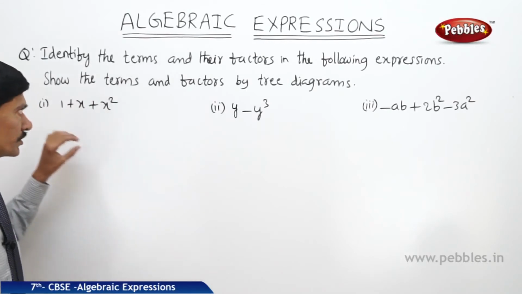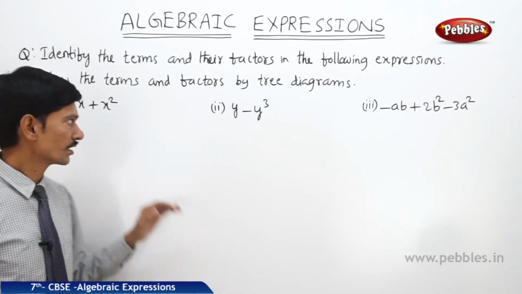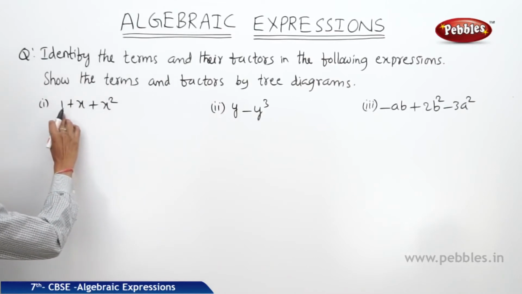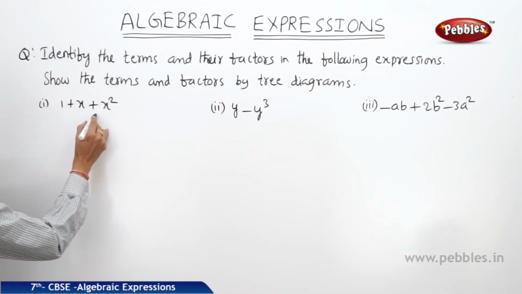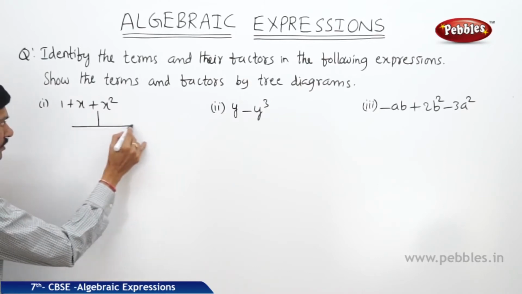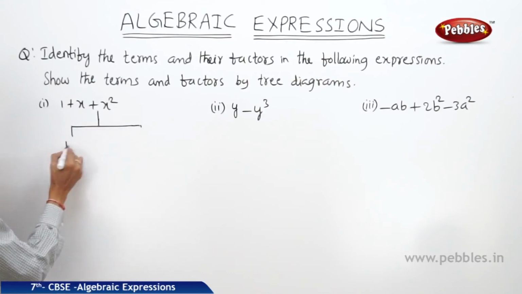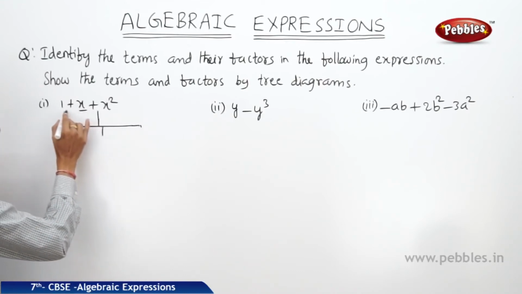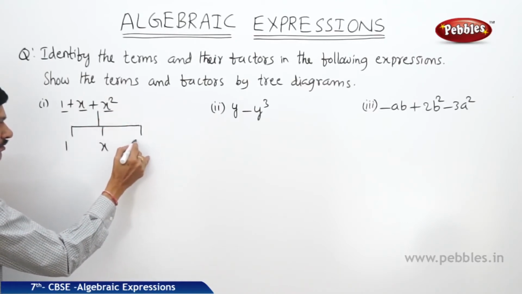Let us solve the next question. Identify the terms and their factors in the following expressions and show the terms and factors by tree diagrams. Now the first expression is a trinomial as it consists of 3 terms. First you should identify the terms of this expression. So the first term is 1, the second term is x and the third term is x square.